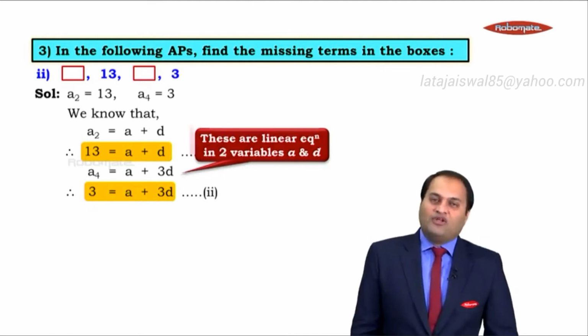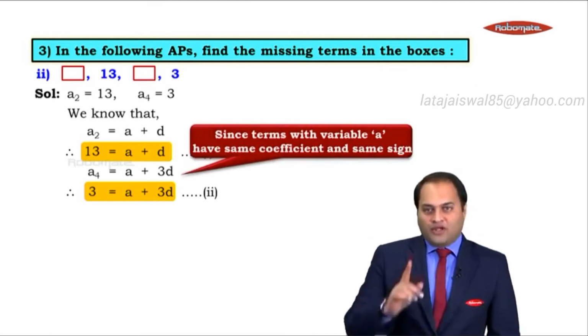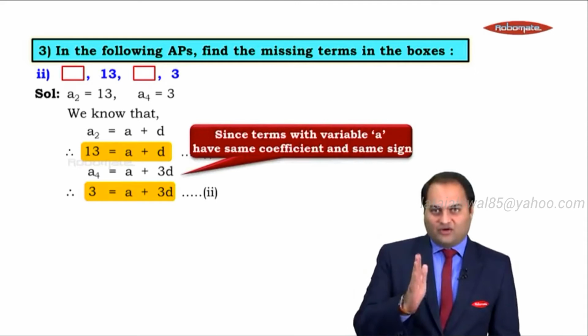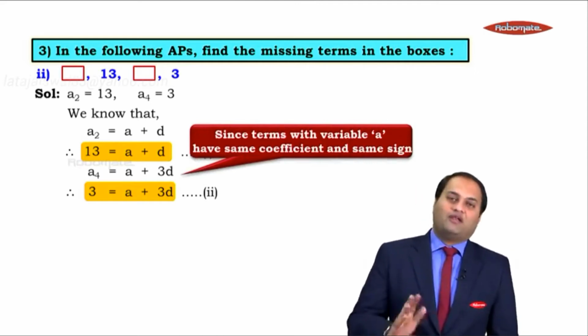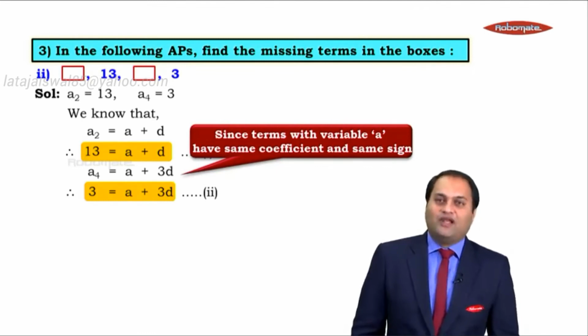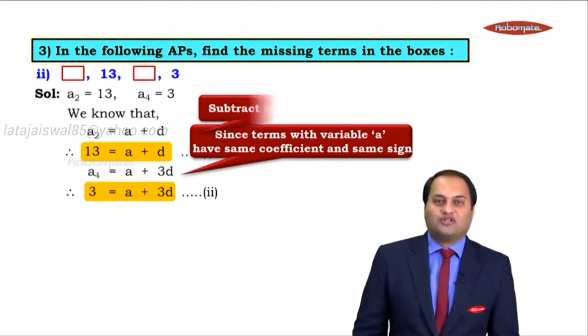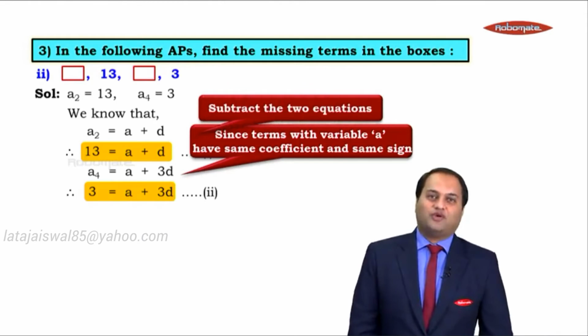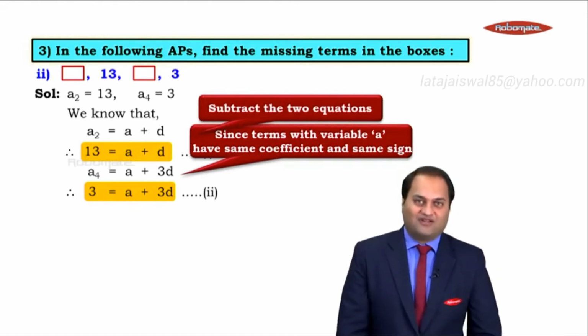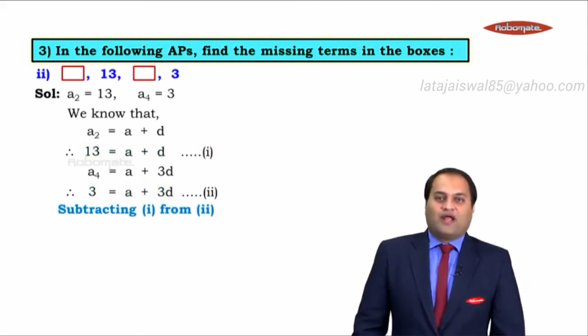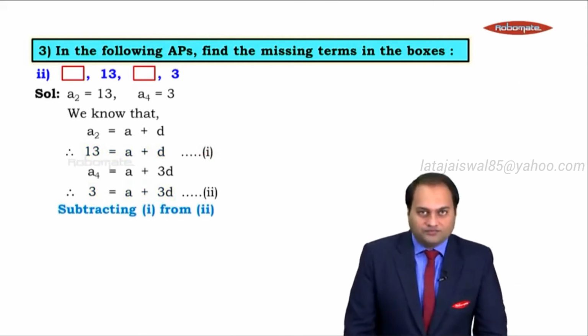We need to solve them, and to solve them, we need to add or subtract. We can see the coefficient of A is exactly the same. So we can eliminate A, and to eliminate A, because the signs of A are also the same, we need to subtract the two equations. The concept of linear equations in two variables that you must have seen, right? Now let's subtract equation number 1 from 2.